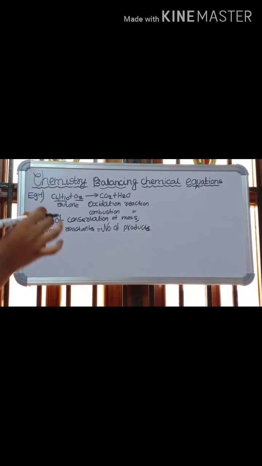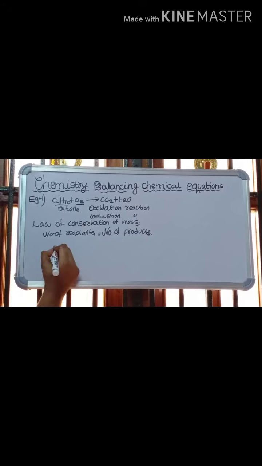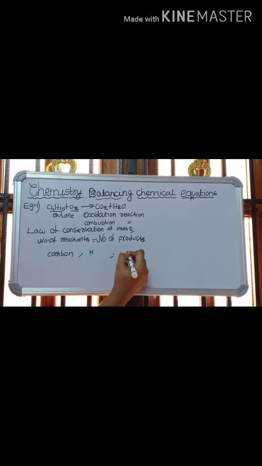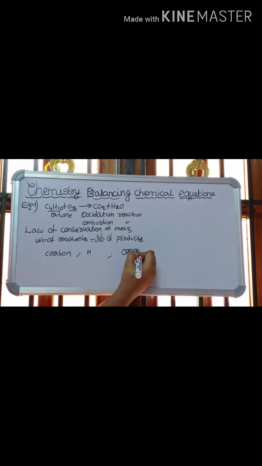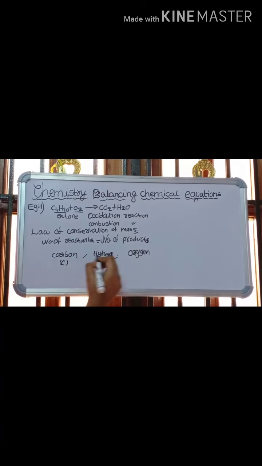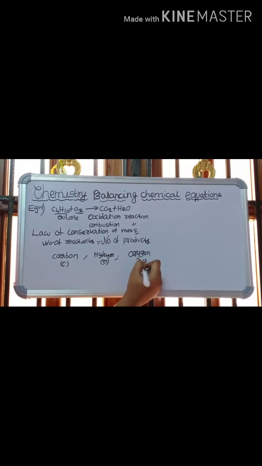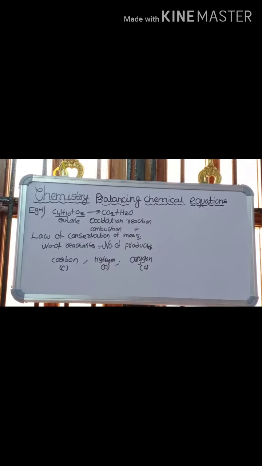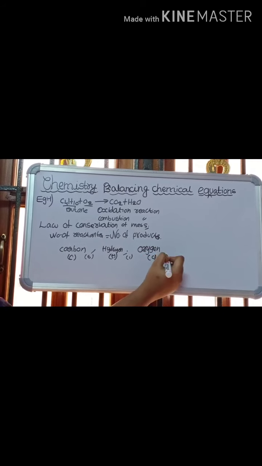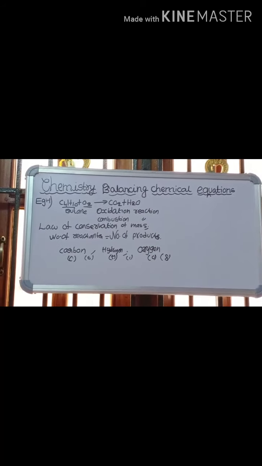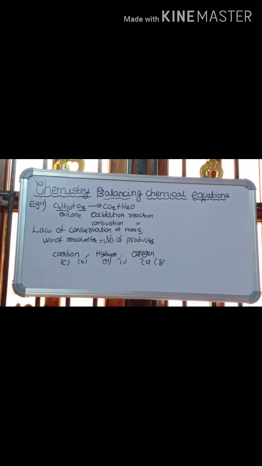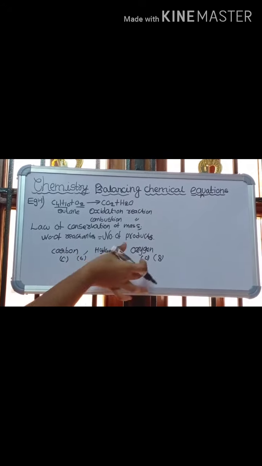Here, what are the elements in this equation? Carbon, hydrogen and oxygen. Carbon atomic number is 6, hydrogen atomic number is 1 and oxygen is 8. No need of any atomic numbers, I just write it to let you know. So there are 3 elements.